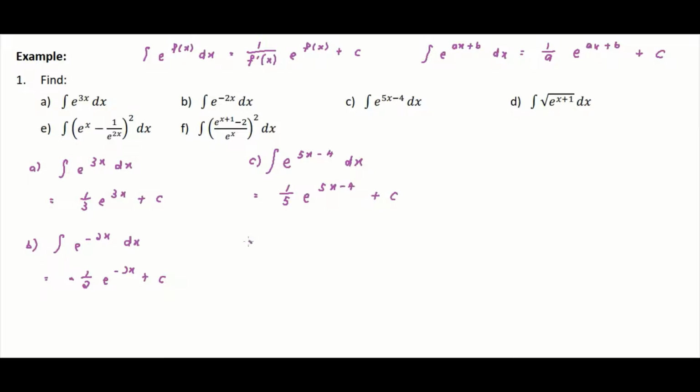For part d, you can see that this question is a bit different. If you have a square root, we can always change it into indices, right?